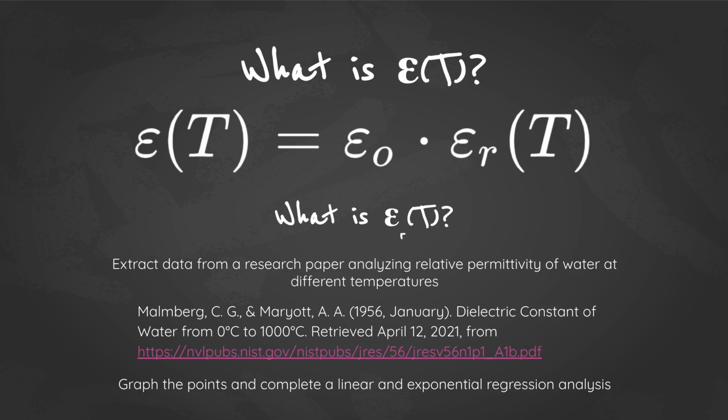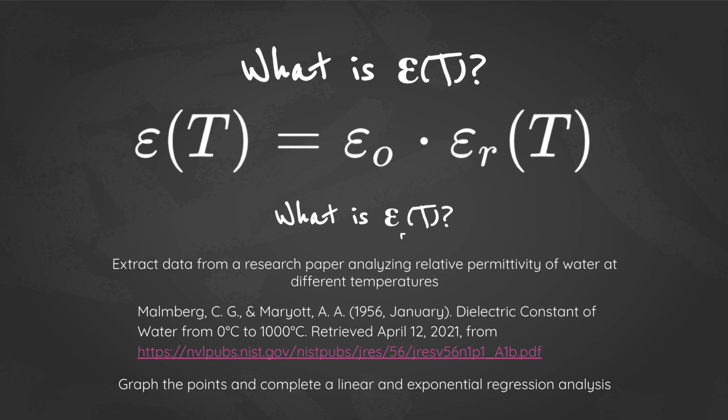Going further into understanding this question, we see epsilon at T is equal to epsilon naught, which is a constant that we have learned in class, times epsilon r, which is a function of T. Epsilon r is a dielectric constant of water, which is temperature dependent. However, now you may be wondering, what is epsilon r at T?